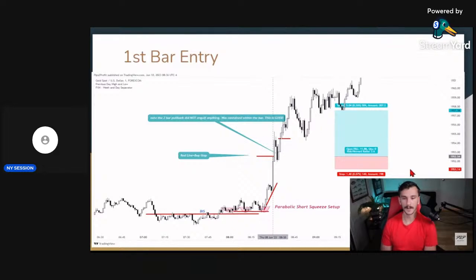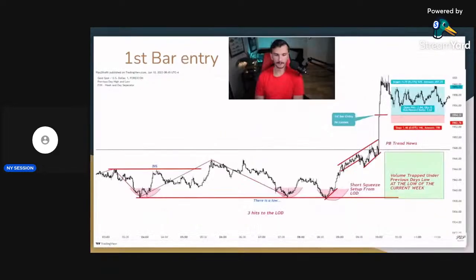Continuing the first bar entry discussion, I've blown this up a little bit. This is not the same example, but it's the same exact concept. Notice the previous day's high is right here. We have a break in structure to the left. This is the low. This is the high. Everything in the middle is nonsense. They break the high, and then they jam back down into the low of the day.